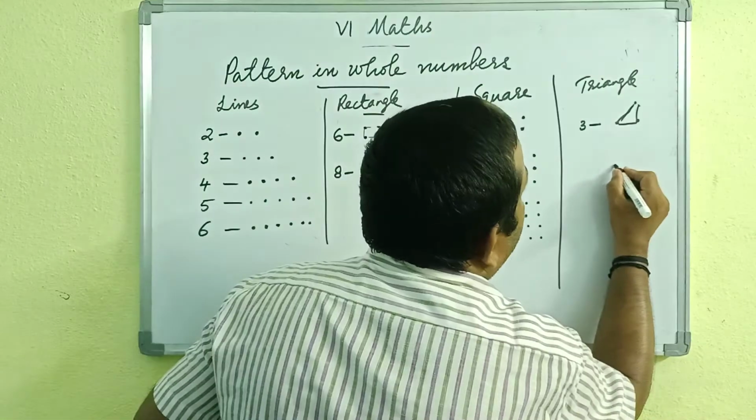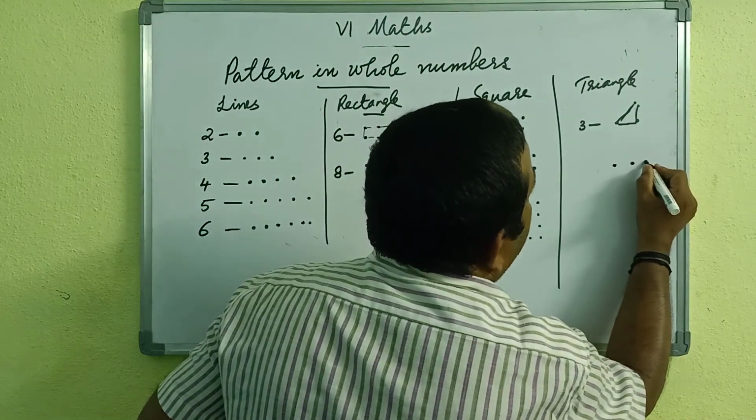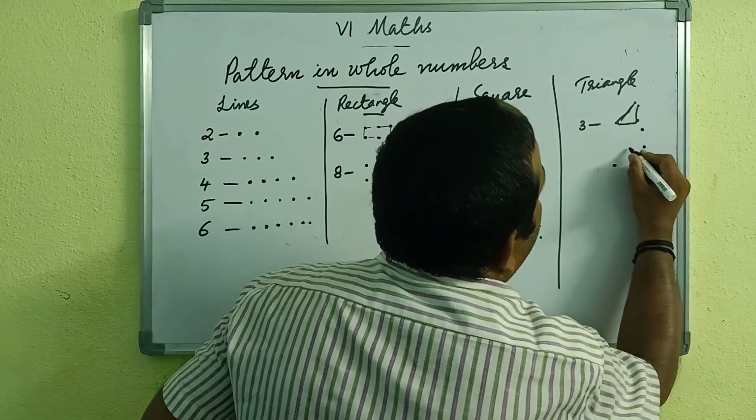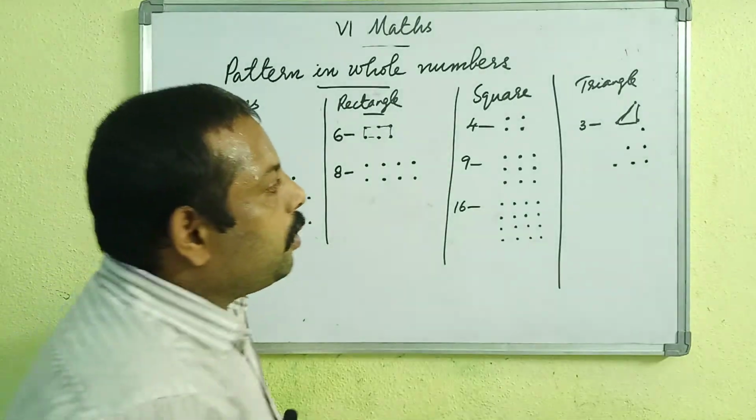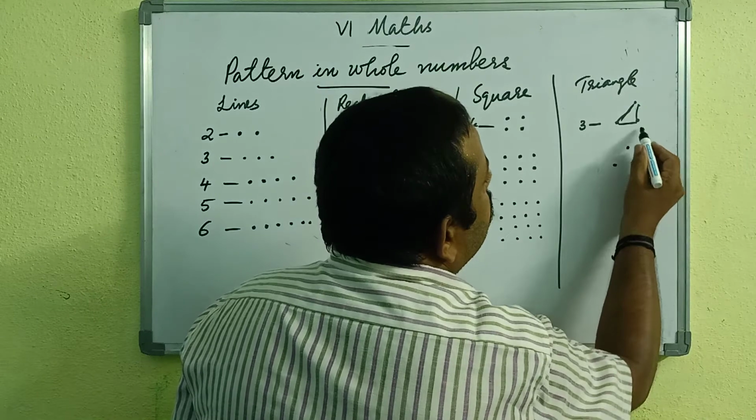Suppose I am placing 1, 2, 3. Now 3 dots I am placing this side also. And I am putting 1 dot here. You see here, it is in the form of a triangle. How many dots are there? 1, 2, 3, 4, 5, 6.